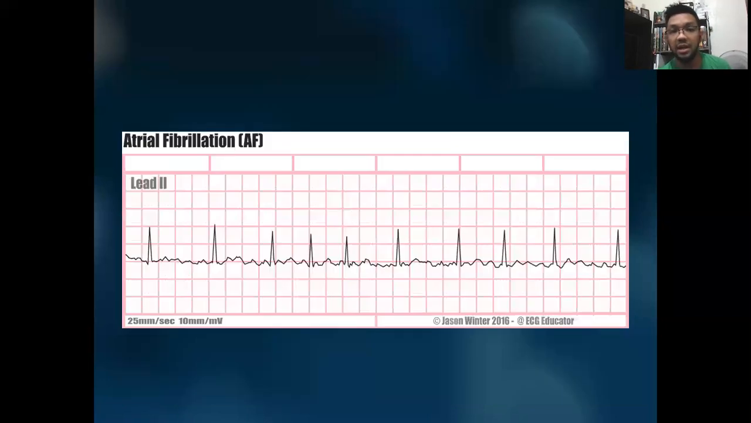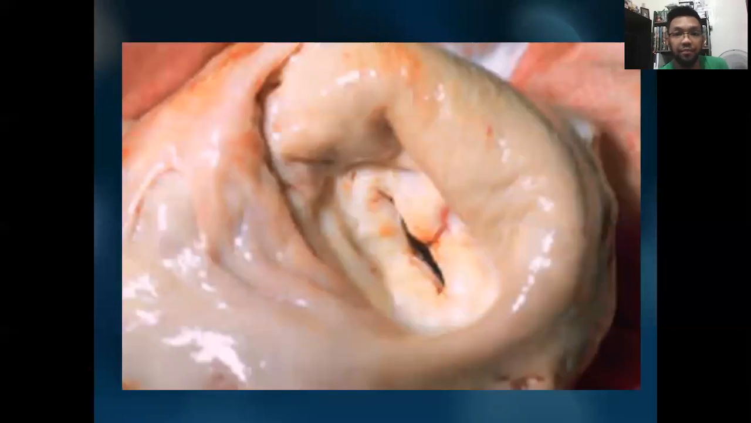So this is an illustration of an ECG reading that shows atrial fibrillation, meaning that the atrium is receiving too much pressure from that blood volume that is supposed to go down the mitral valve. So this is an example, a real example of a stenotic mitral valve.